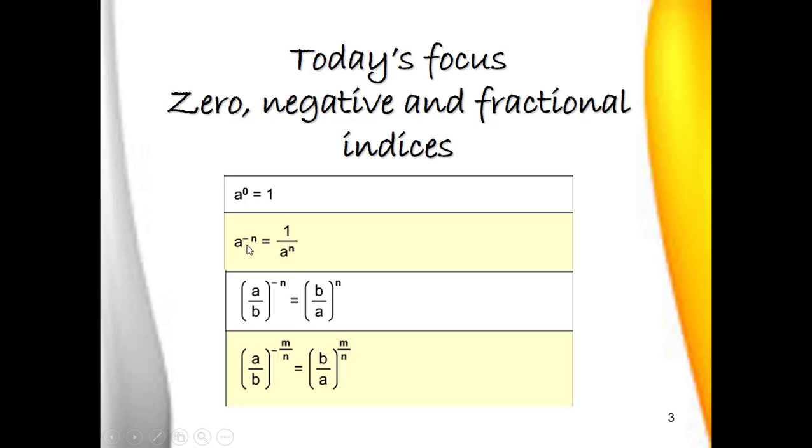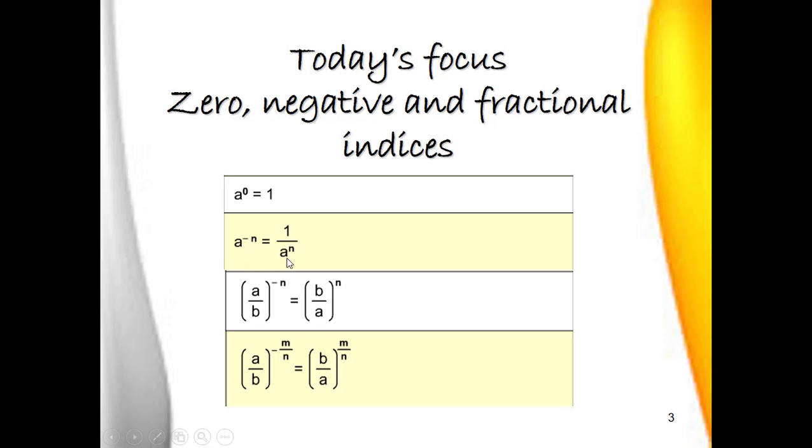Take note here, the base a cannot be equal to 0, because when the base a equals 0, it is not defined. Same for a power 0. If you have a 0 here, 0 to the power 0 is undefined. It is not 0, it is not 1. It is just undefined. You can't tell exactly what the value is.